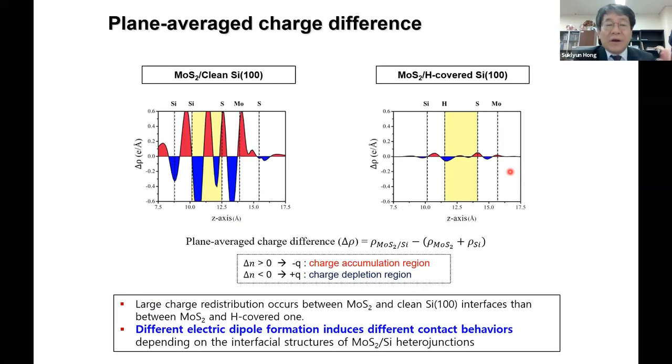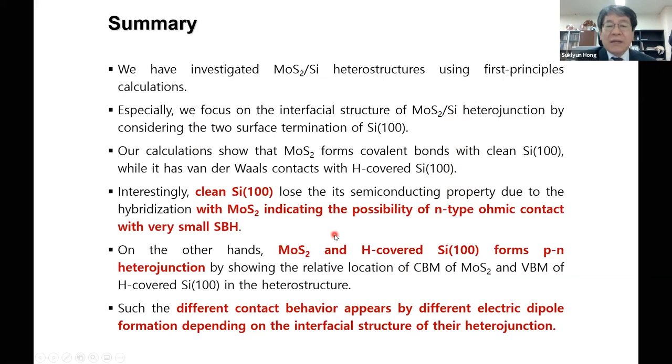And here is the plane-averaged charge difference plot. Now you can see for the clean case, you have much fluctuation at the interfacial region, and there is charge redistribution at the interface, compared with the hydrogen-covered case. Now this is the summary. You can see the different contact behavior depending on the surface termination of a silicon 100 surface. Molybdenum disulfide and the hydrogen-covered silicon surface formed a PN heterojunction, which can explain the experimental results.